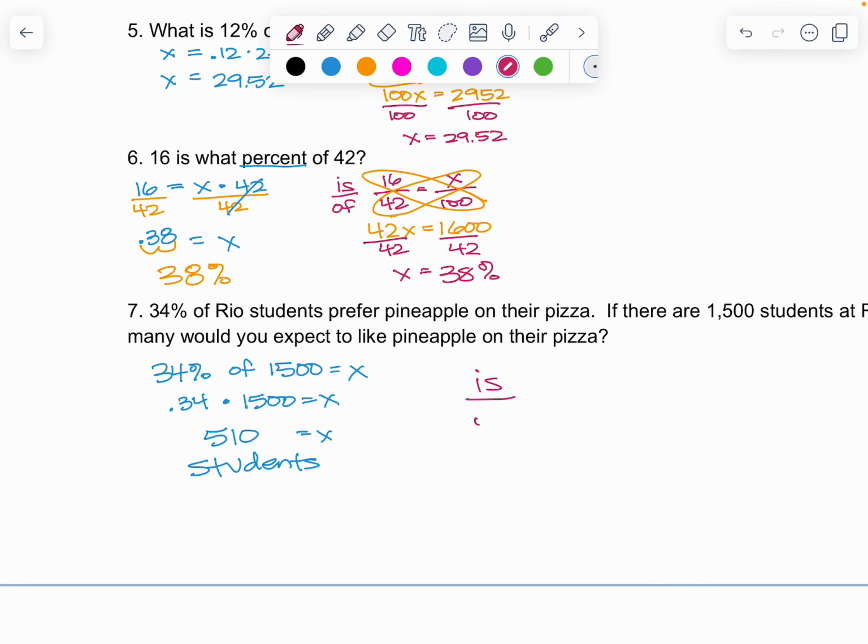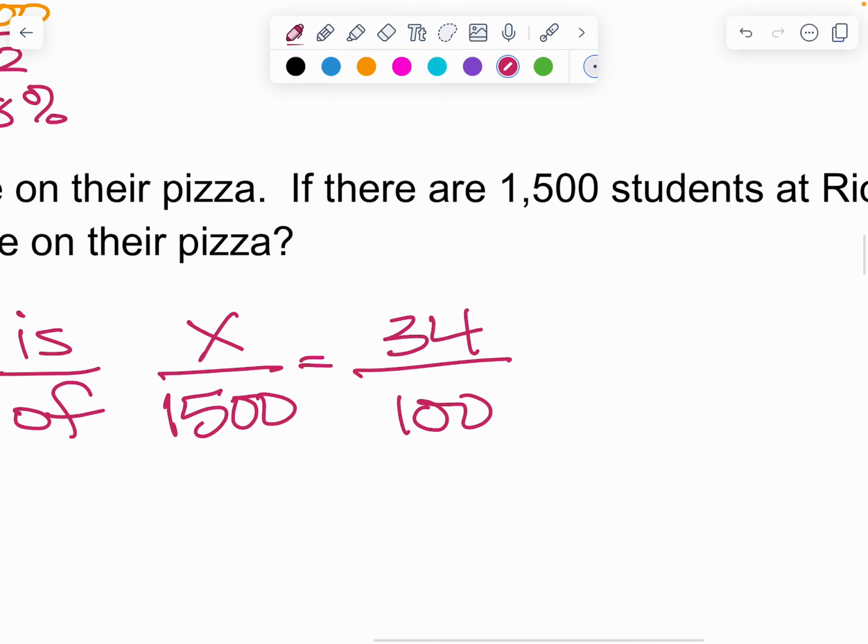I'm doing is over of. Here we go. 34%. Well, percents go right up here automatically, right? Prefer pineapple. If there are 1,500 students, that's like my total, right? That would go down here. And we're trying to figure out how many like pineapple on their pizza. Let's do it.